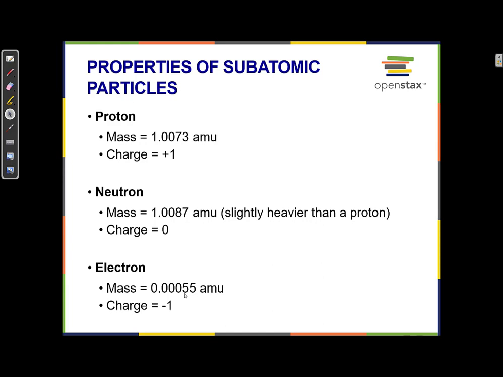An electron, its mass is much smaller than either of those, about 2,000 times smaller than those. And its charge is equal to negative 1 e, or negative 1.6 times 10 to the negative 19 coulombs, that elementary fundamental unit of charge.